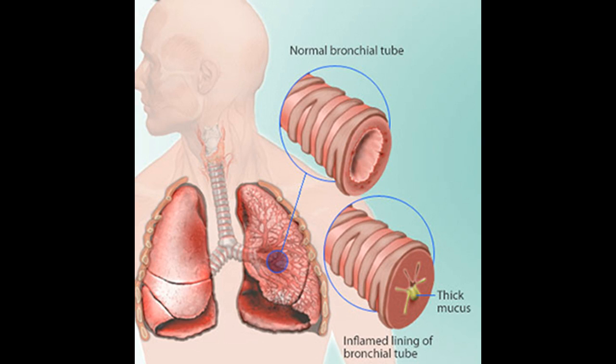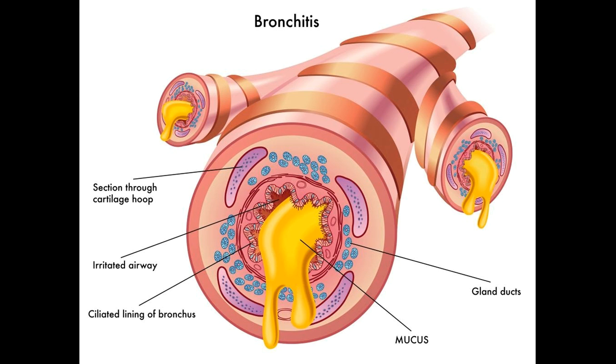Acute bronchitis: the best treatment options. Acute bronchitis is inflammation of the bronchial tubes. The most common cause of acute bronchitis is a viral or bacterial infection, but other causes may include irritants like tobacco smoke, air pollution, or chemicals.